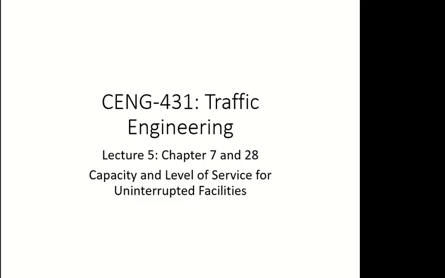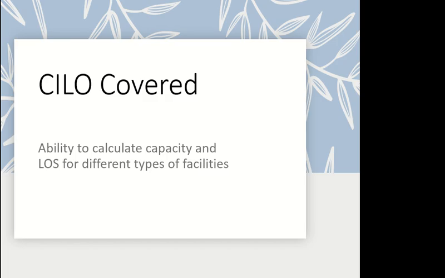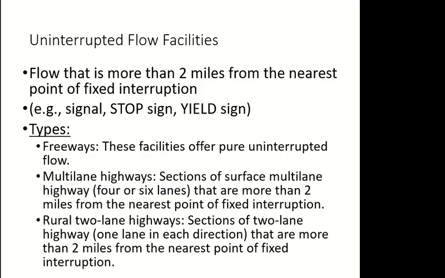This is from chapter 7 and 28 of the textbook. This is the outcome of the course we are trying to cover in these topics: how to calculate the level of service and capacity. We are only doing it in this topic for uninterrupted flow facilities.